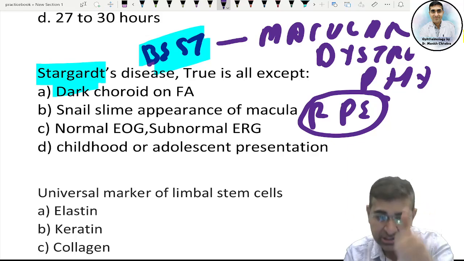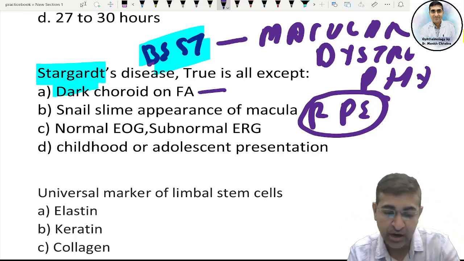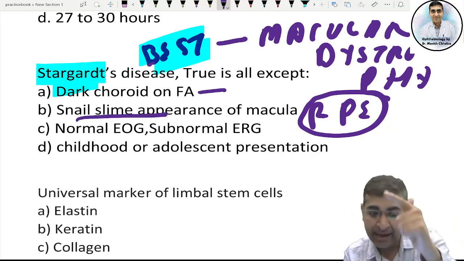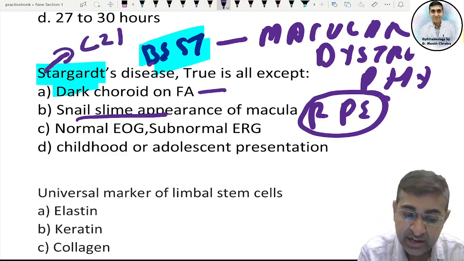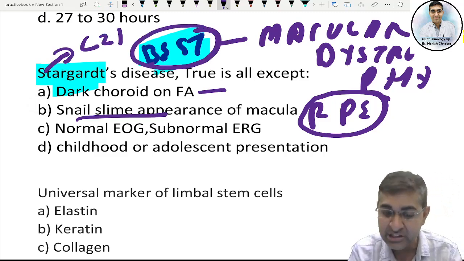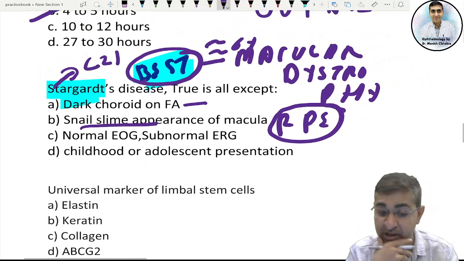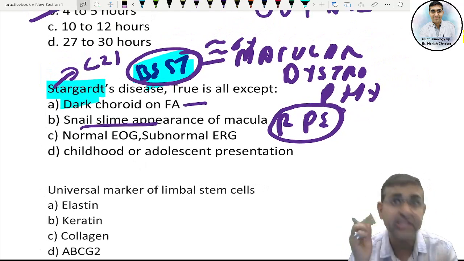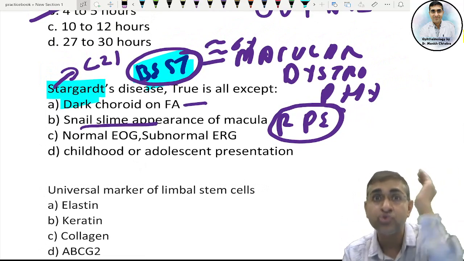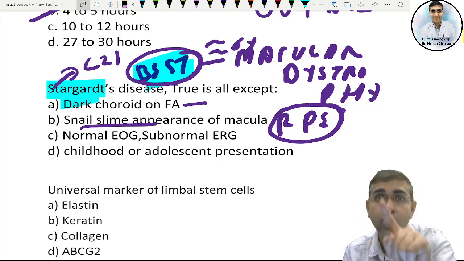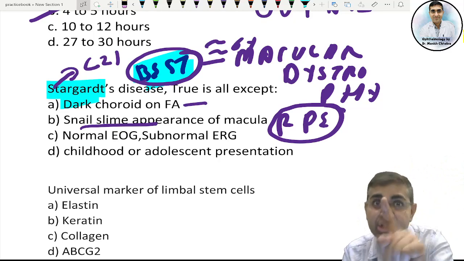Yes, so in this case you will typically see a dark choroid on fundus fluorescein angiography, and a snail-track appearance of the macula is seen. The typical presentation of Stargardt disease is less than 21 years, while Best disease presents at approximately 6 years. So that is one major difference between Best disease and Stargardt disease. I am just quickly going to compile. In Best disease, in early stage there is no loss of vision, with the egg yolk appearance at the macula. But in late stage there is loss of vision.